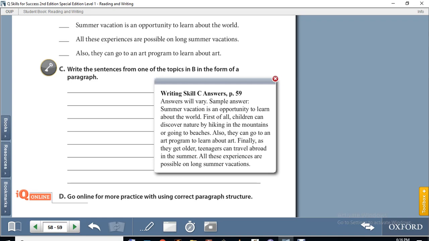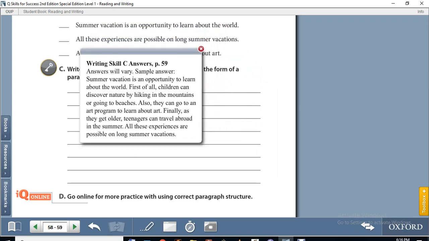Now the answer will vary from one student to another, so many students may have different answers, but a sample answer, an example, is as follows.